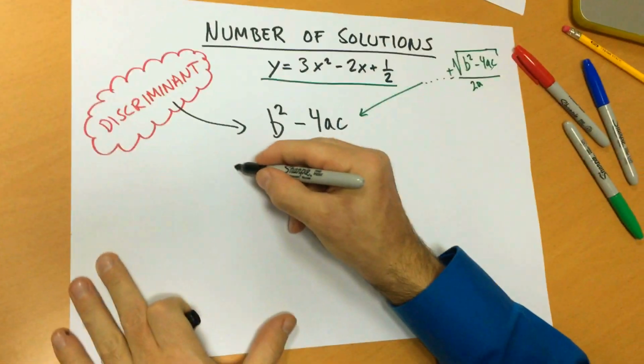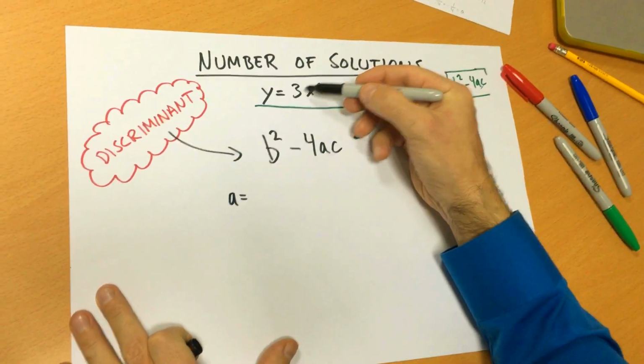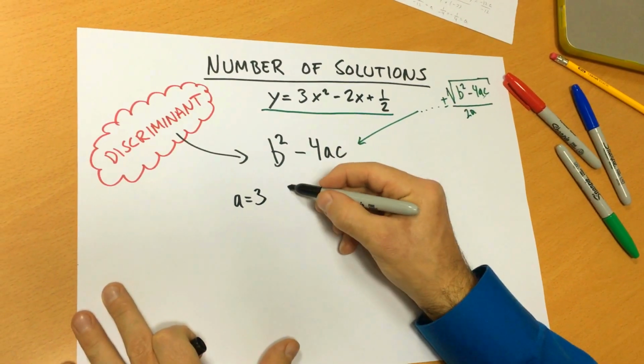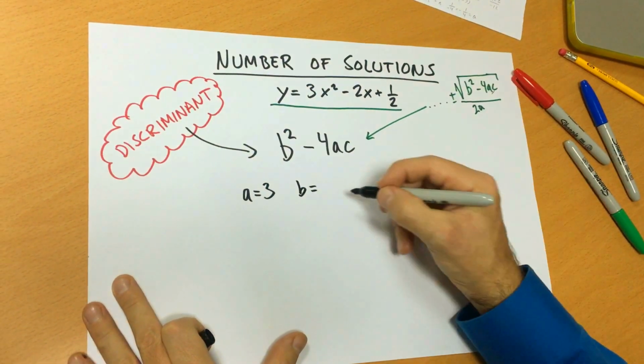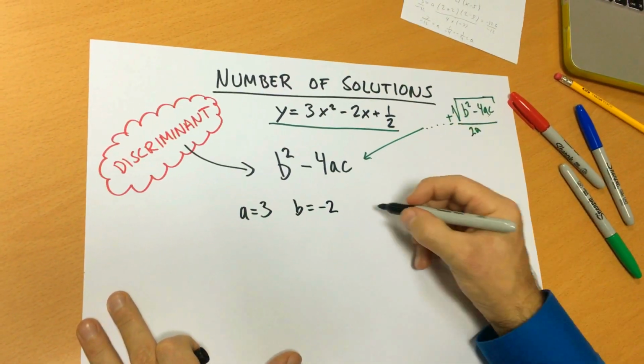So this is that 1 mark question on the quiz again. A in our example is equal to 3. B is, you guessed it, negative 2. And C is a half.